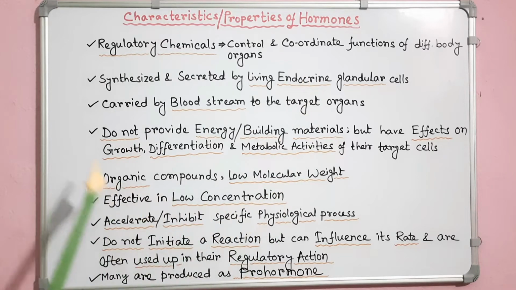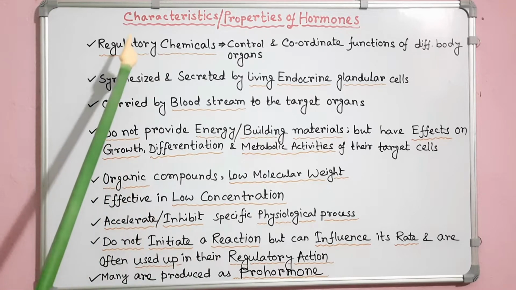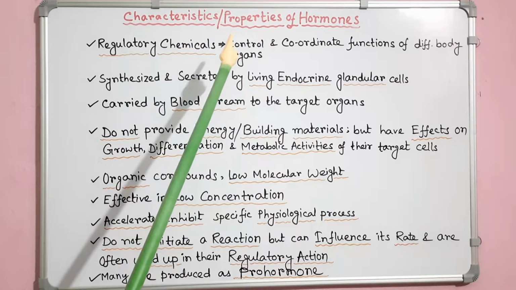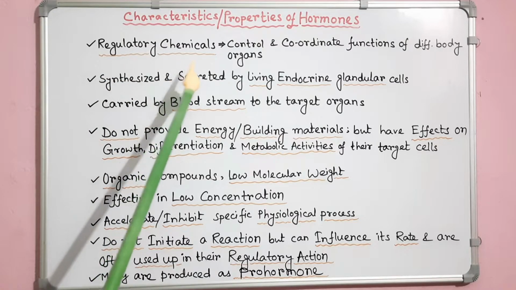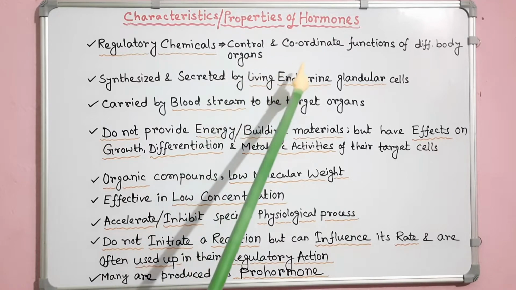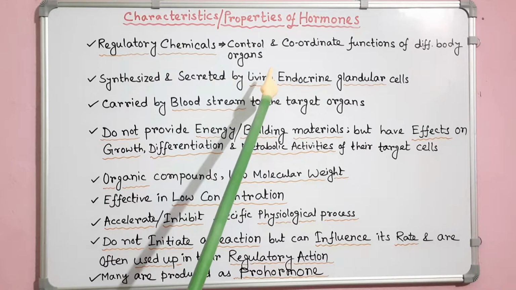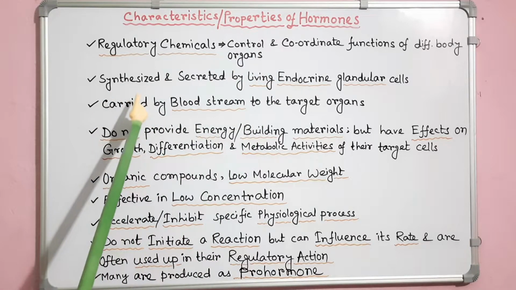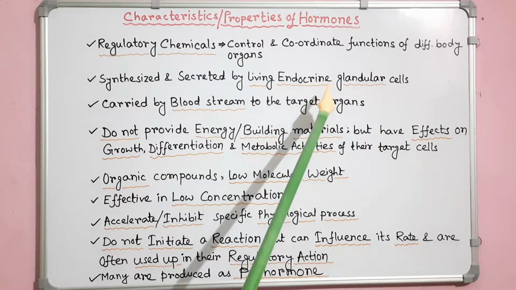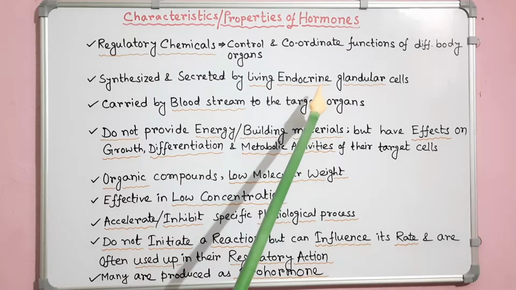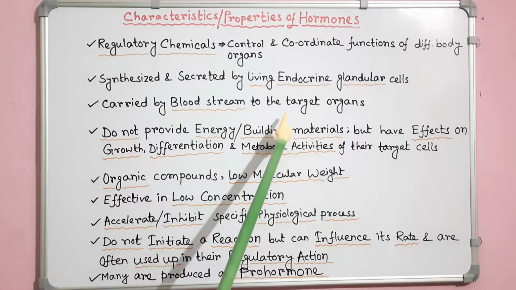Here I have written a few characteristic features or properties of hormones. Hormones are regulatory chemicals that control and coordinate functions of the different body organs. They are synthesized and secreted by living endocrine glandular cells within the body. They are carried by blood streams to the target organs.